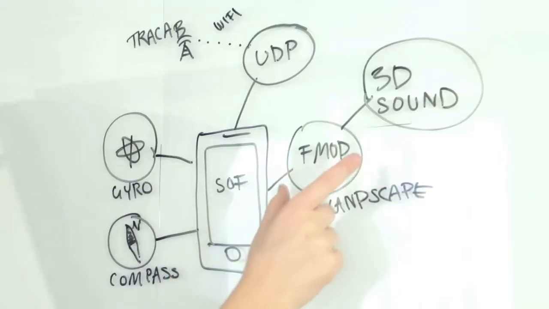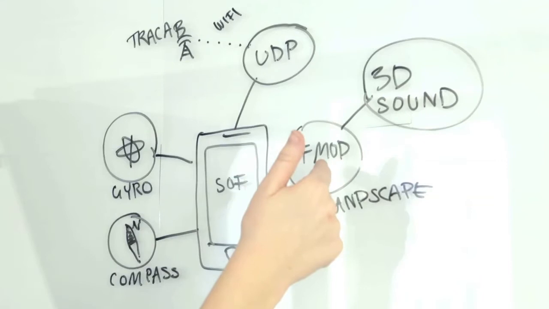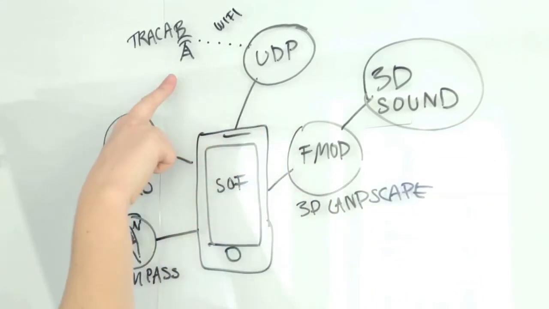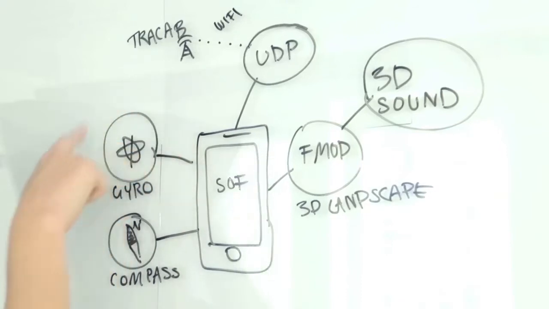This whole project actually contains different parts. We have the 3D sound, the 3D landscape that we build up, and then we have the data that comes in from the tracking system and the sensors that we use in the iPhone.